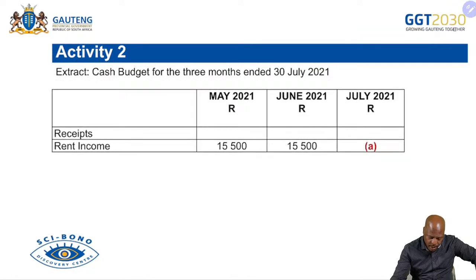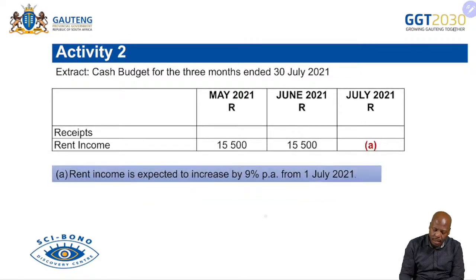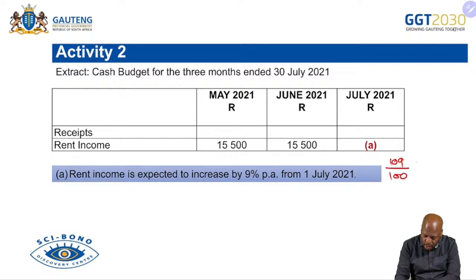My next aspect, we are calculating for A. A is your rent income. Rent income is expected to increase by 9% with the effect of the 1st of July. So what does that mean? Remember what I've been teaching you. If you still remember, I want my 109. What do I have? I have 100. Multiply by what? 15,500. Multiply by 15.5. How much do we then get?